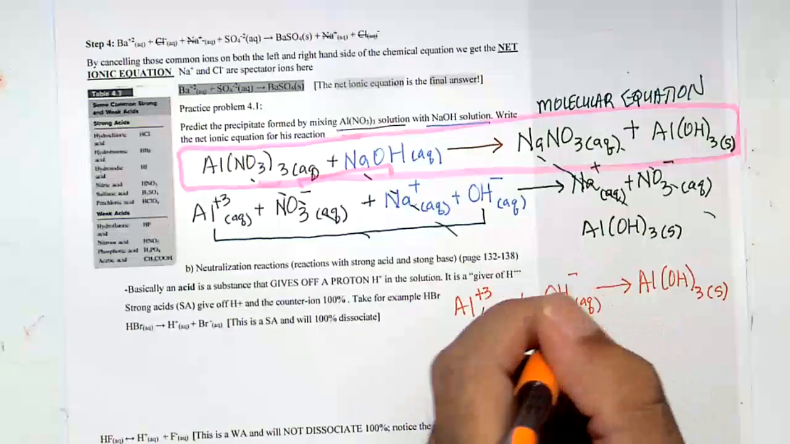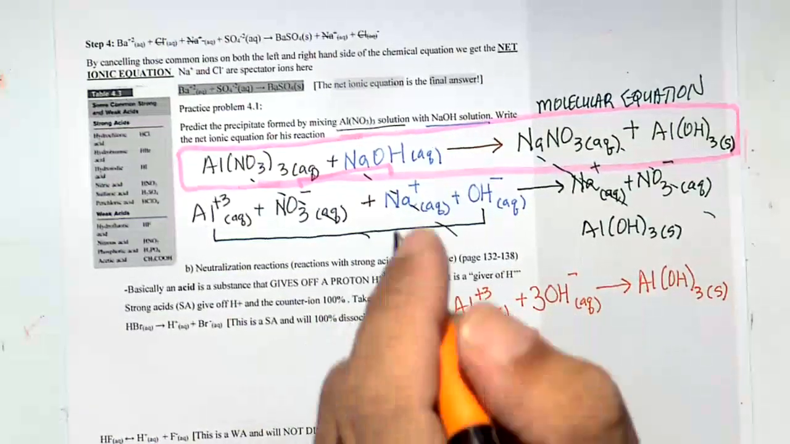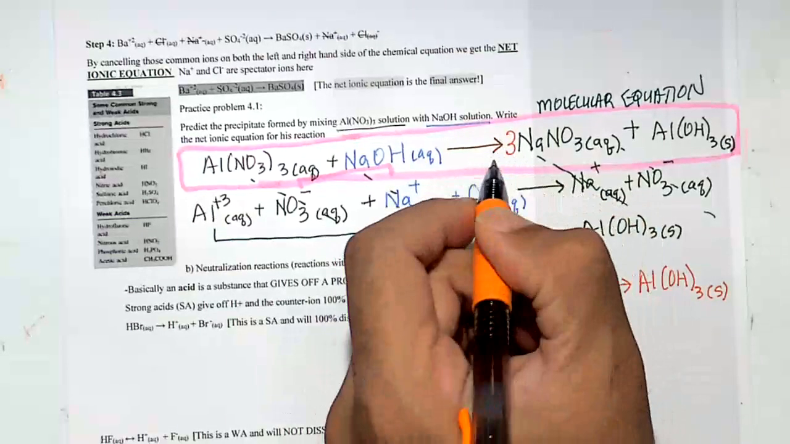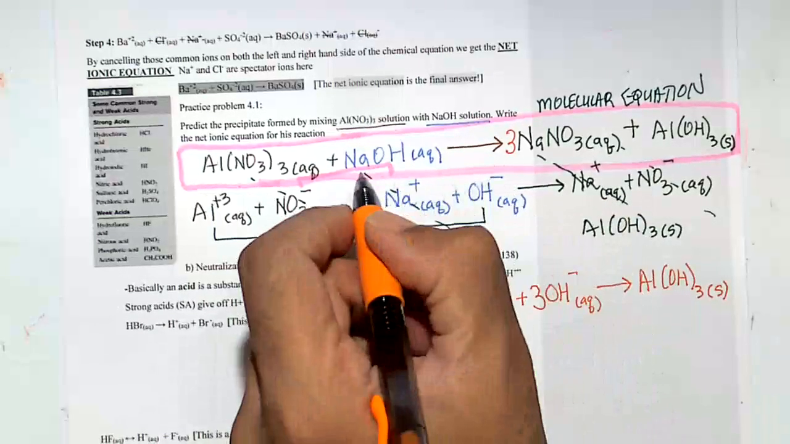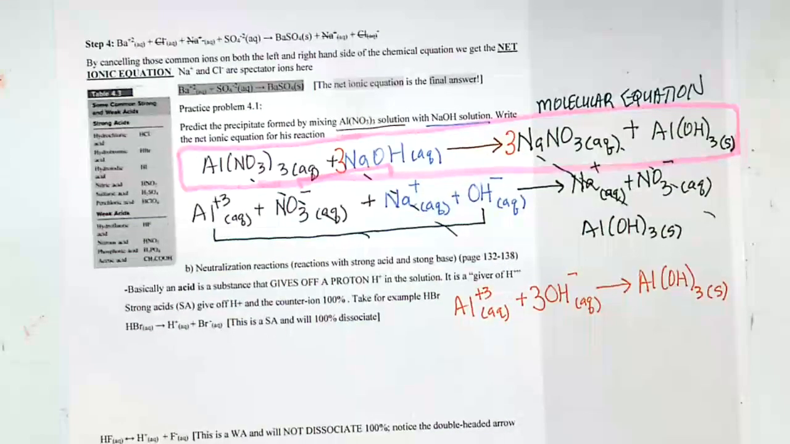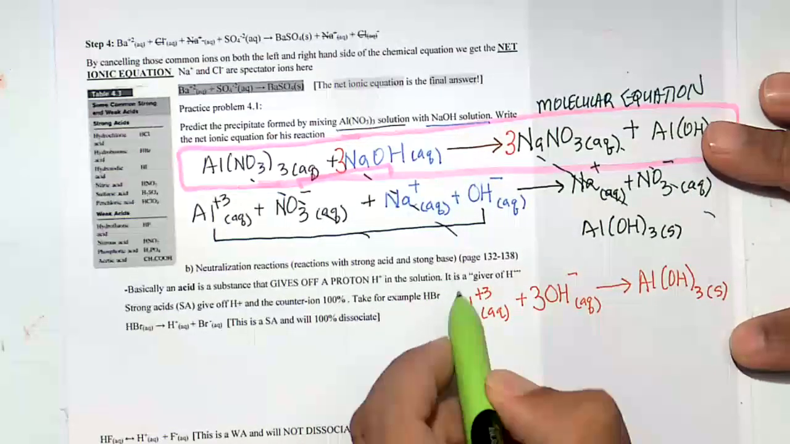And now, Gerardo, you make a good point. We want to balance this. Me, I like to balance at the end. If you want to balance it at the beginning, that's okay as well. 3. And this is called the net ionic equation here.